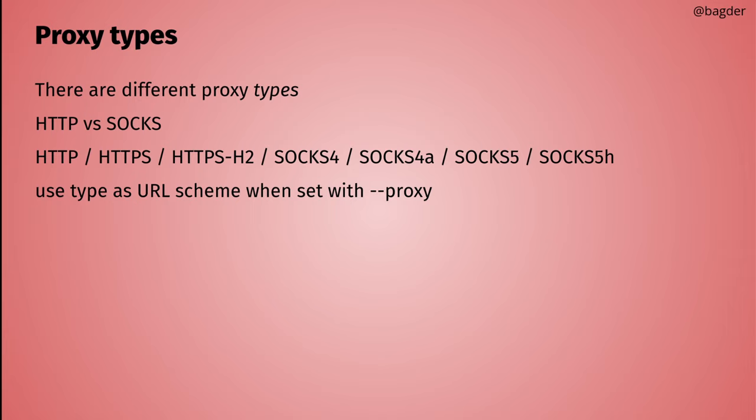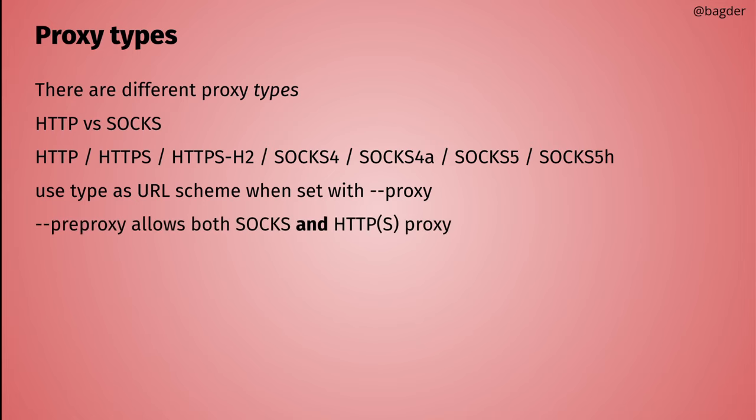And you typically set the type as a made up URL scheme when you use the dash proxy option. It's kind of convenient. You can even set a pre-proxy that allows you to set a SOCKS proxy that connects to an HTTP proxy. It's super crazy, but some people do that. If you want to do Tor transfers with curl, that is typically set up through a SOCKS proxy. Usually you point out the SOCKS proxy, and that is your entry point into the Tor network. And then you provide a URL, and that URL is then used into the Tor network.